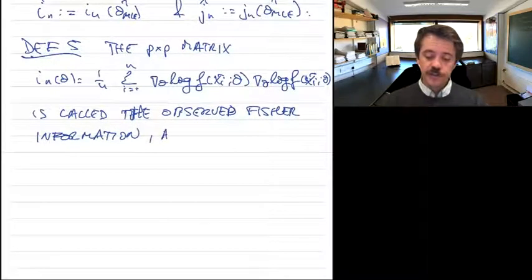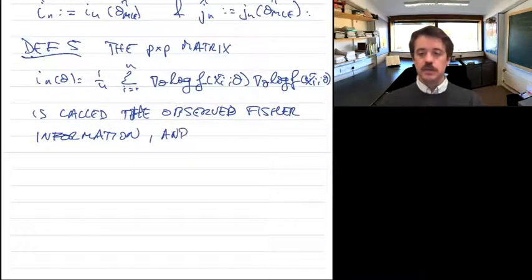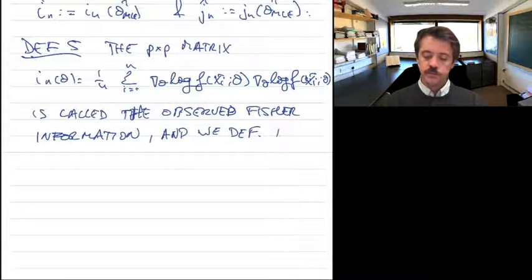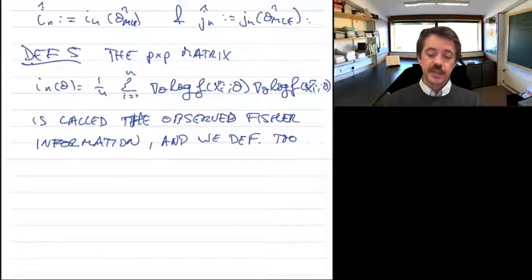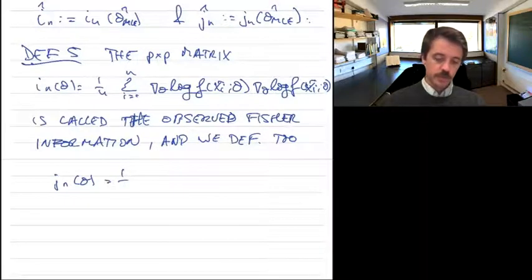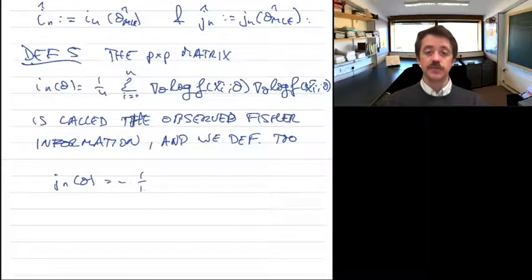And we also define this Jn of theta, being what you're probably anticipating already: the negative of 1 over n times the sum from 1 to n of the second derivatives of the log-likelihood.